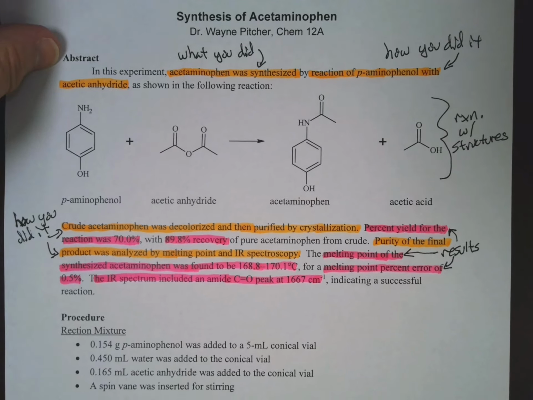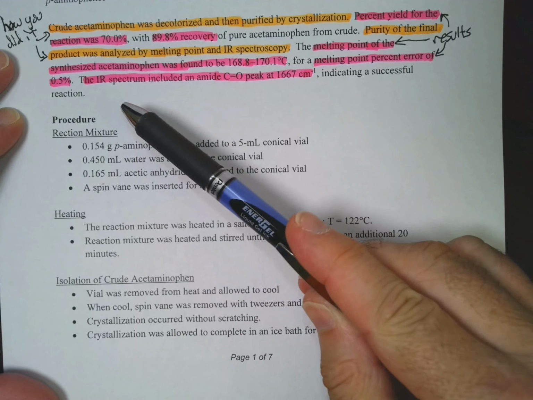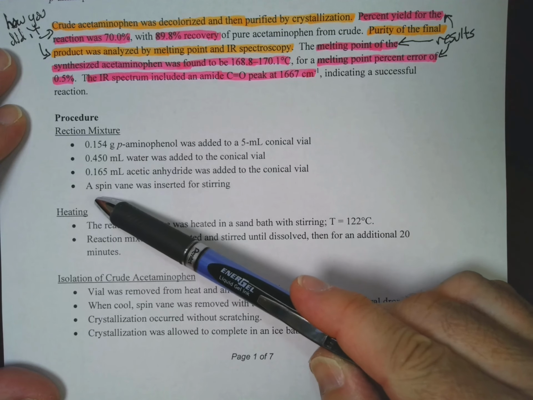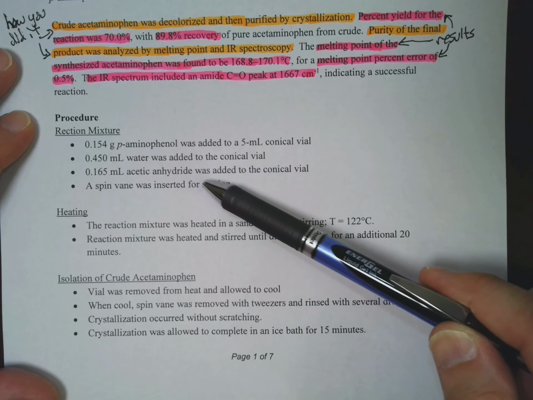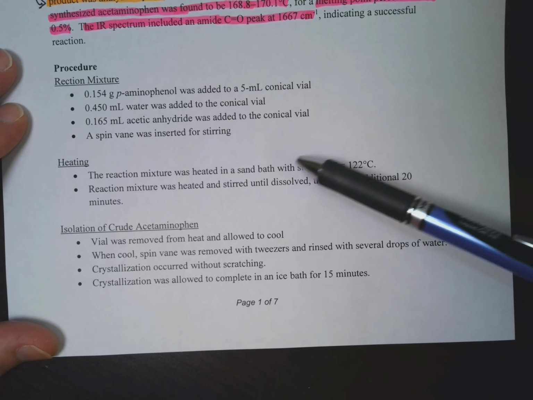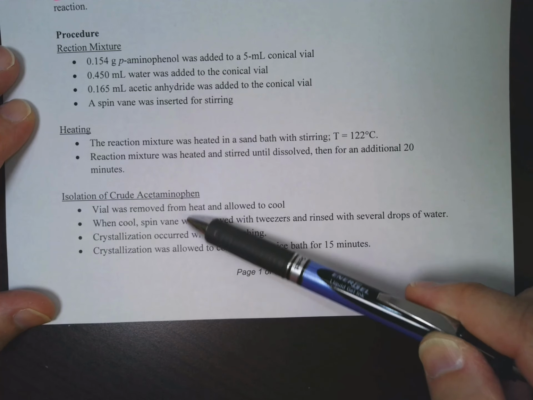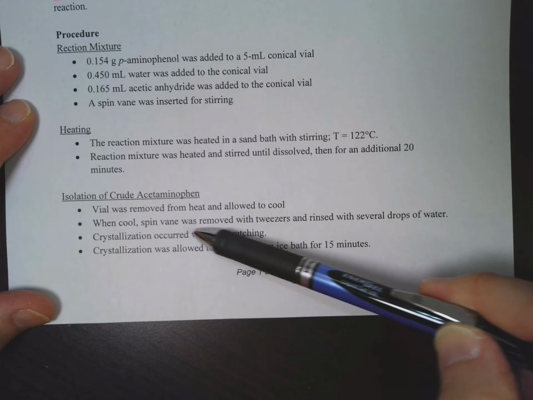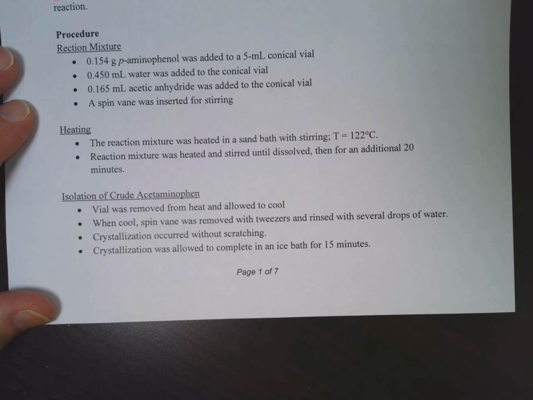All right. Next we have the procedure. And I've broken the procedure down into different steps here. And I've done bullet points. So for example, for the procedure, I have reaction mixture, what went into the reaction mixture, heating, how it was heated, in this case in a sand bath with stirring, and what the temperature was, how things were isolated, the steps here, and just some notes here that crystallization occurred without scratching, it was allowed to complete in an ice bath, etc.